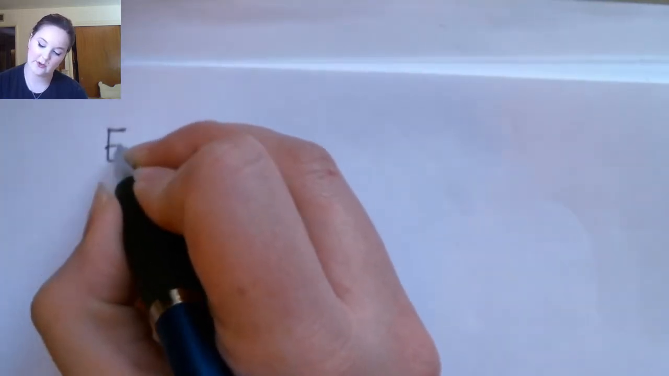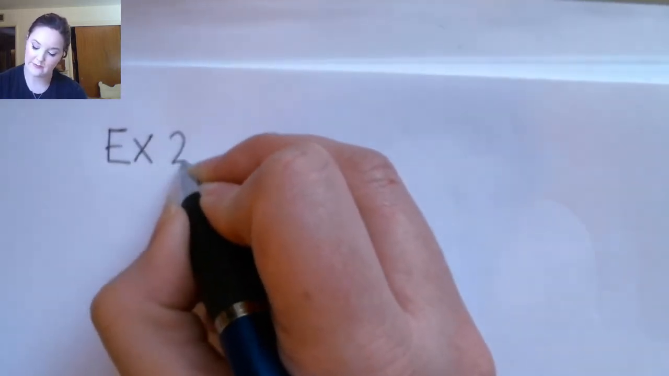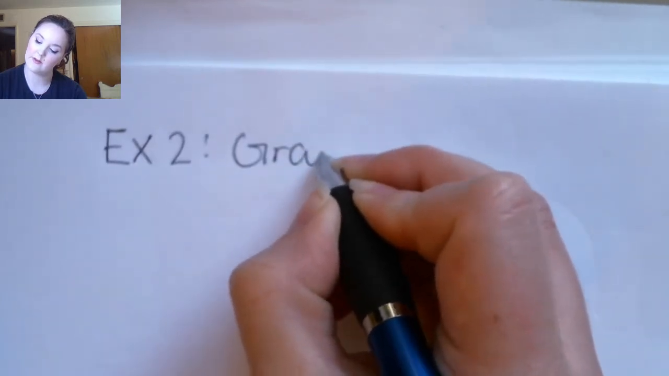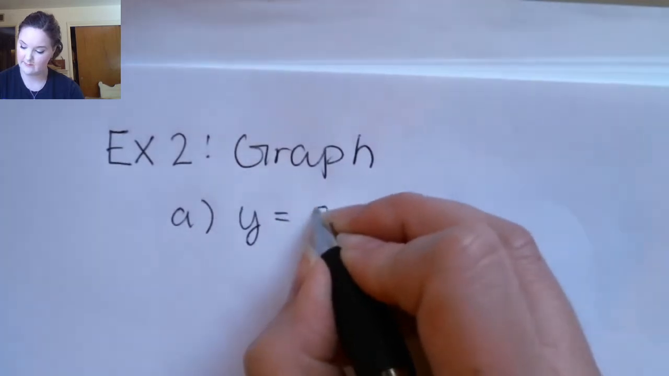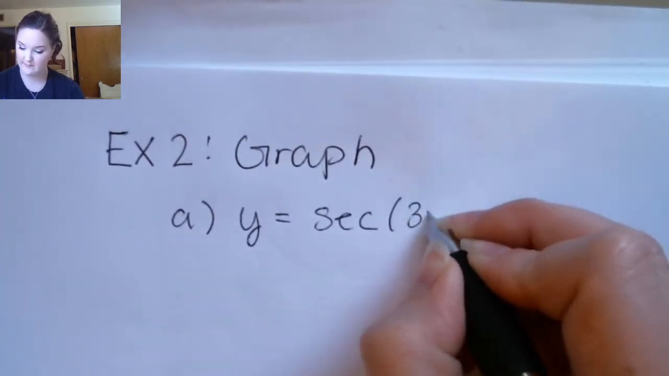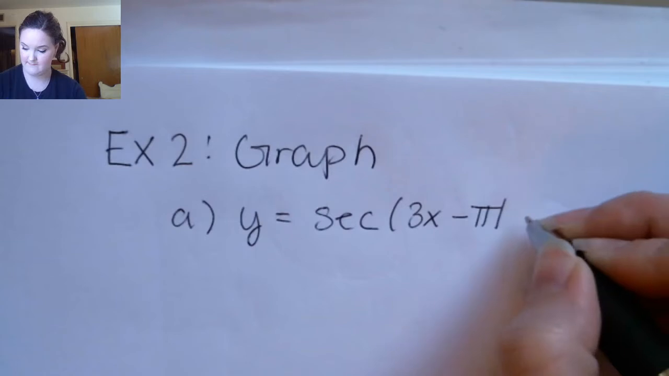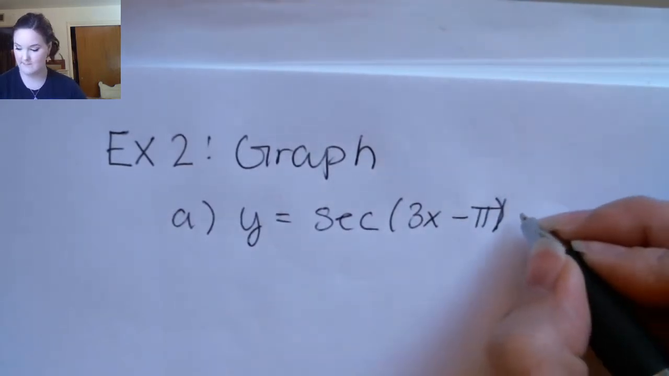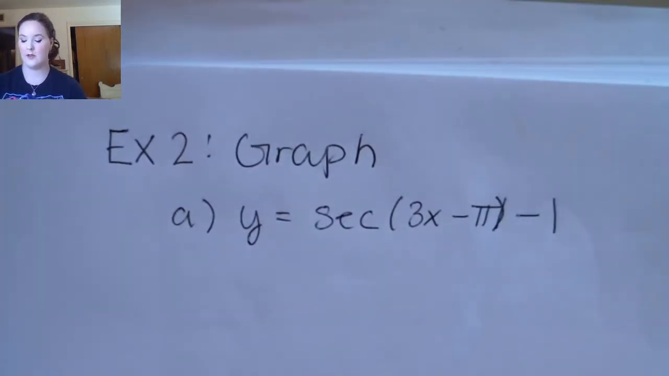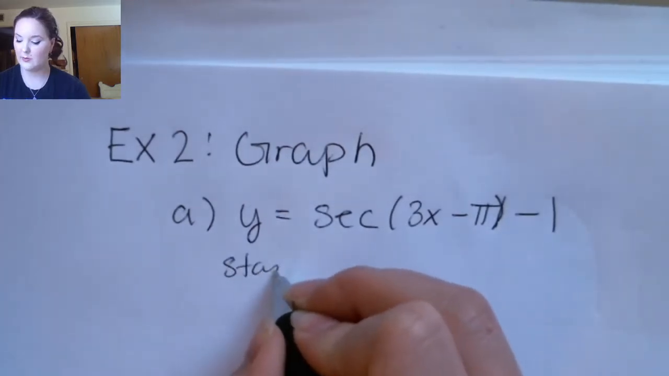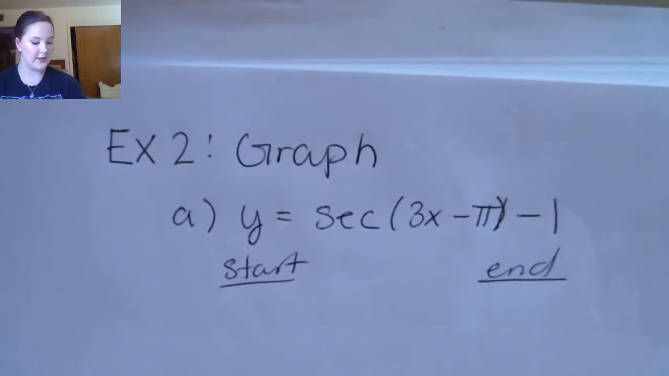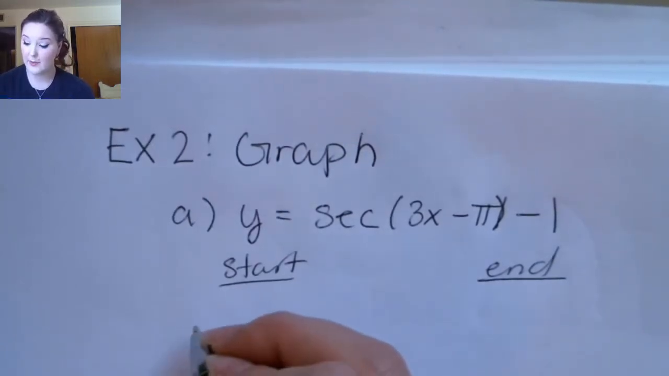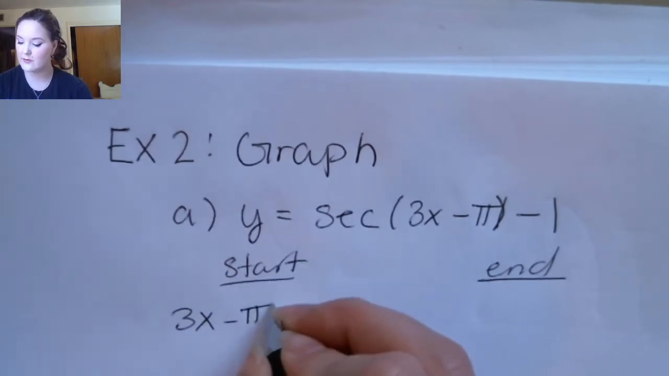Okay, so secant has a very similar shape of graph. So let's look at some examples for secant. Okay, so again, we're going to find the start and end point. Now for secant, the starting point on the base graph is -π/2.